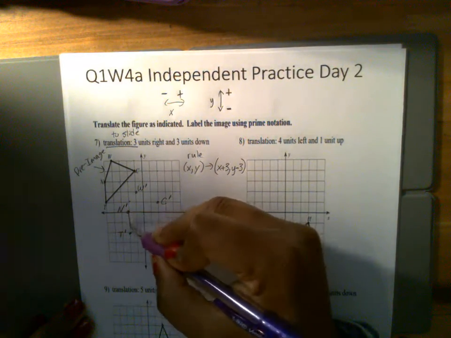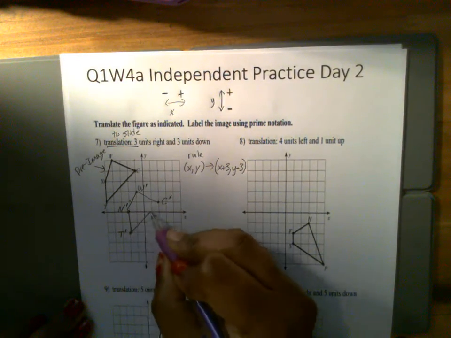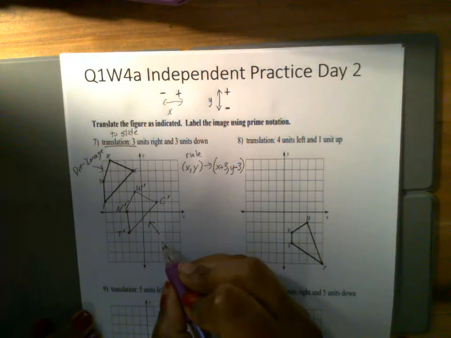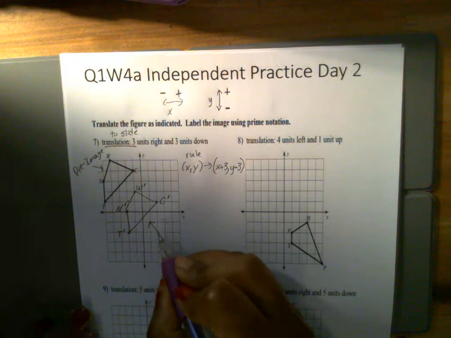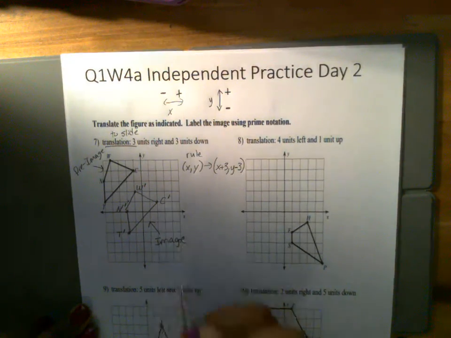I'm going to connect my ordered pairs. And now this new location is called my image. This is where the object has moved.